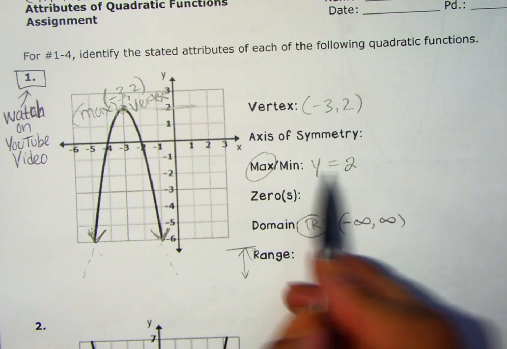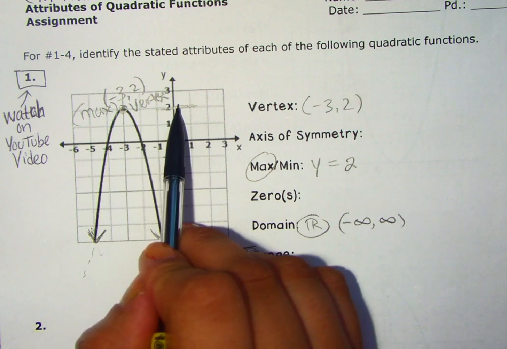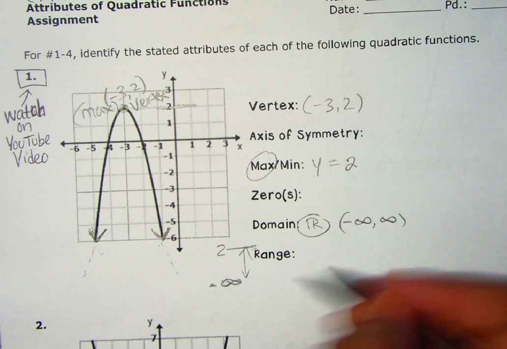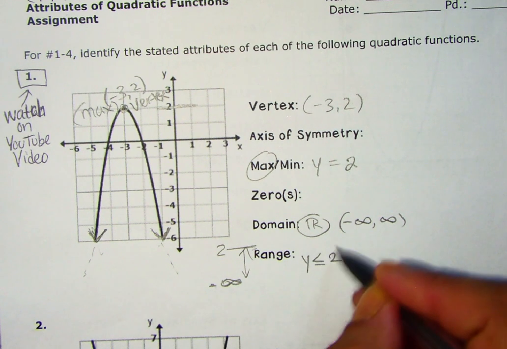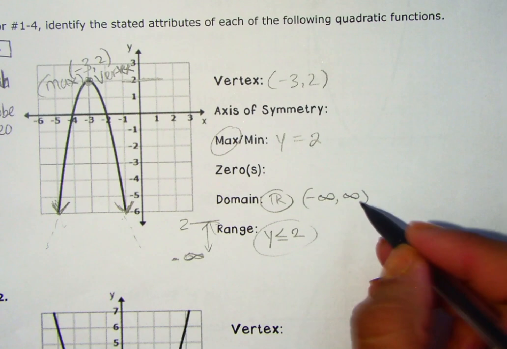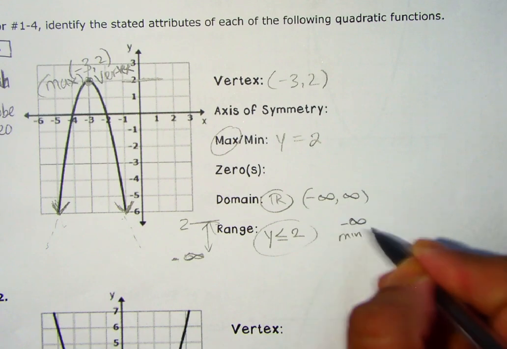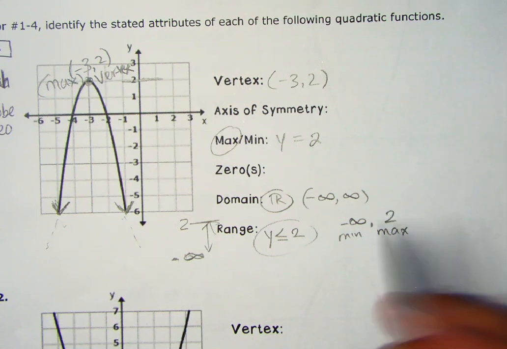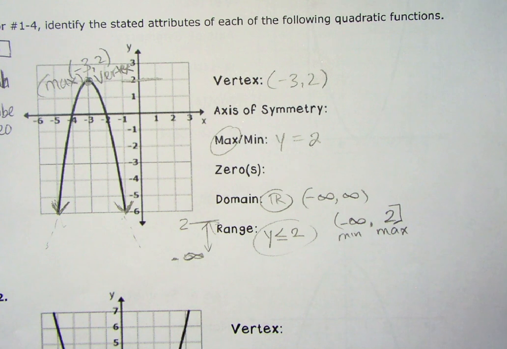For the range, it's going up and down. Maximum, we said the maximum was 2. That's the highest that this graph goes. And then infinity below that, -infinity below that. So we can say that the range is any y value that is less than or equal to 2. Or we can also write it in interval notation, saying that the minimum is -infinity, the maximum is that 2, and parentheses for -infinity and a bracket for 2.